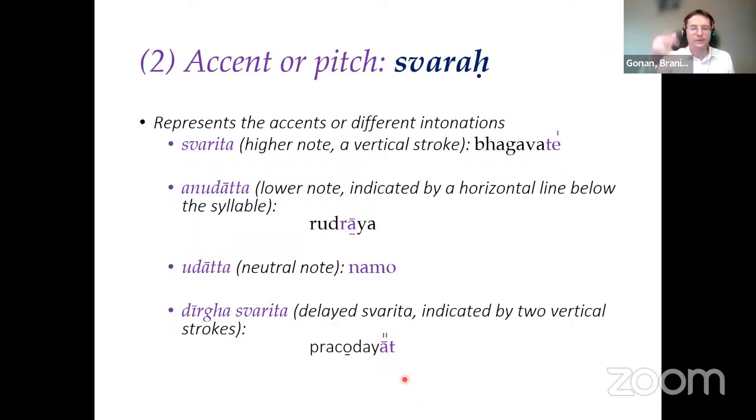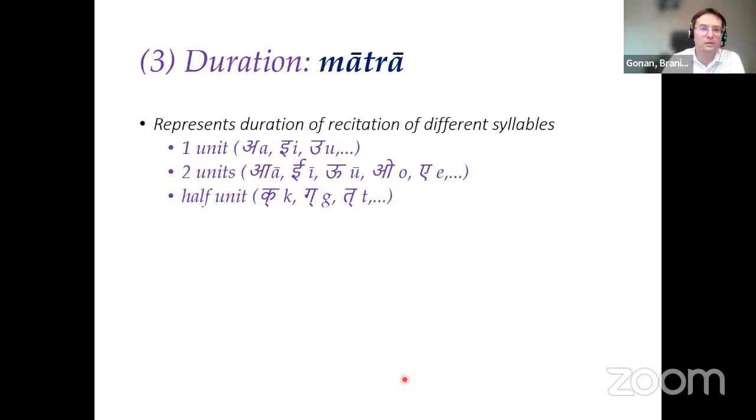So, svarita, anudatta, udatta, and dirgha svarita. Those three basics and one, let's say, modification. Those are accents. Now, rule number 3 of 6 is matra. Very simplified. 1 unit of time, a, i, u. 2 units of time, a, i, u, o, e. So this is what I said at the beginning. So hrasvam, dirgham. So 2 units of time, a, i, u, o, e.